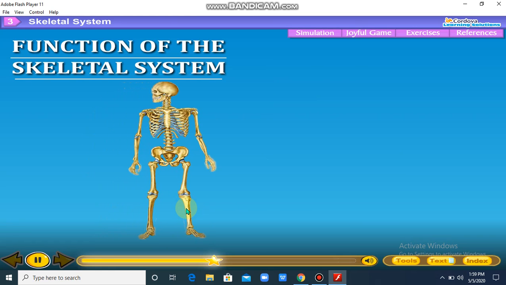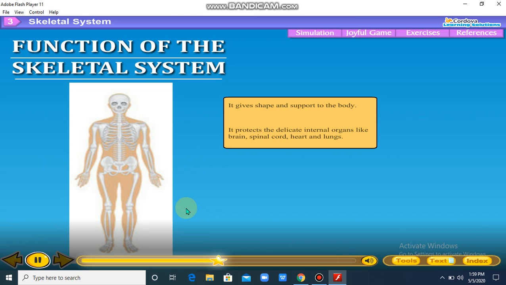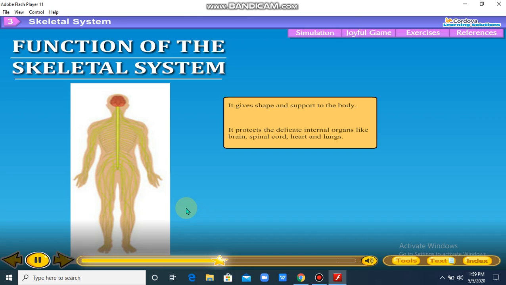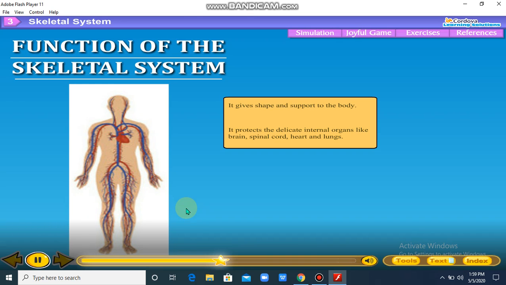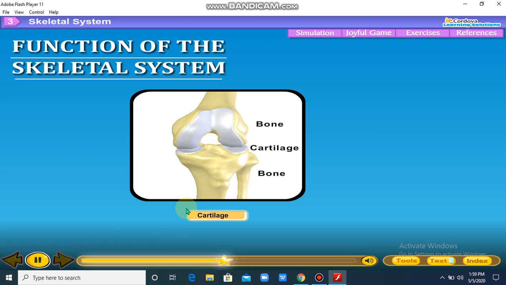Functions of the skeletal system are as follows. 1. It gives shape, strength and support to the body. 2. It protects the delicate internal organs like brain, spinal cord, heart and lungs. 3. It helps to move our body with the help of muscles. 4. Bones help in formation of red blood cells.